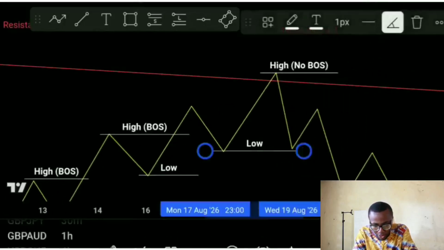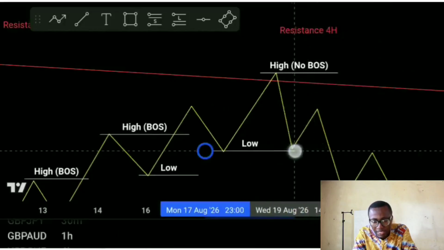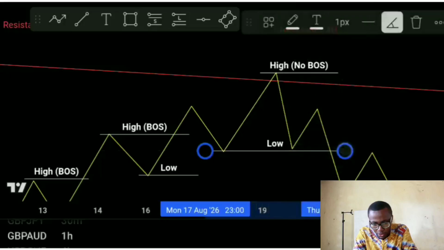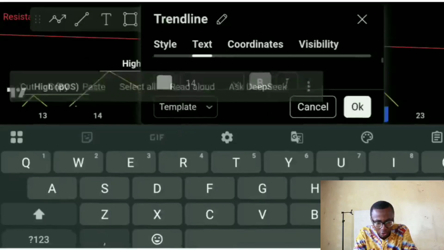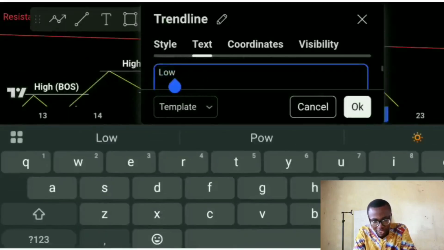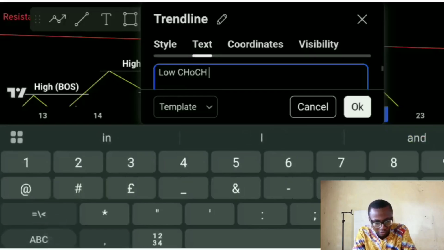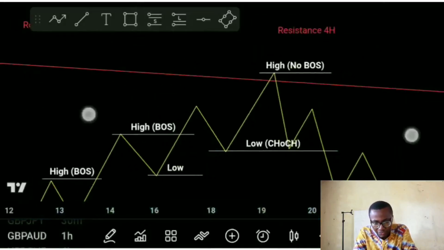Now look at this low here. It was not broken here, but later on it was finally broken here. So it has changed to what? Whenever the low is broken, it's now called change of character. In an uptrend, when the low is broken, it's called what? Change of character. That means the trend has changed.